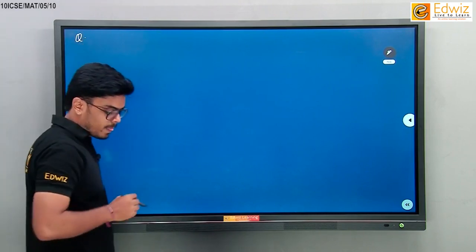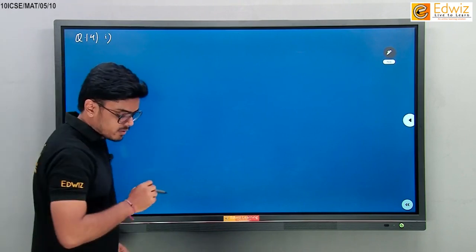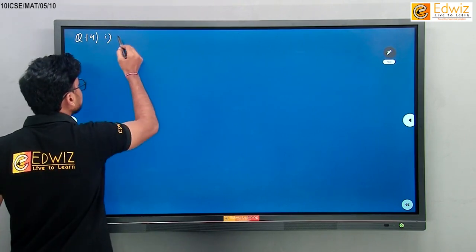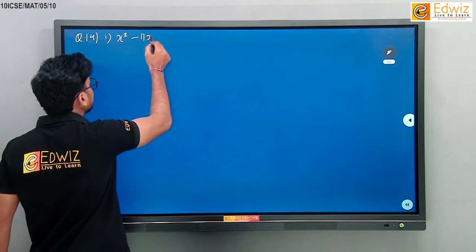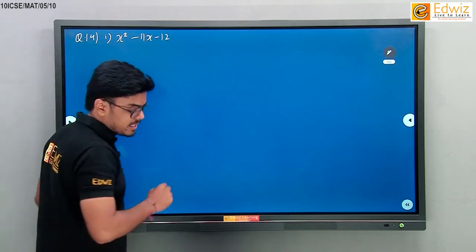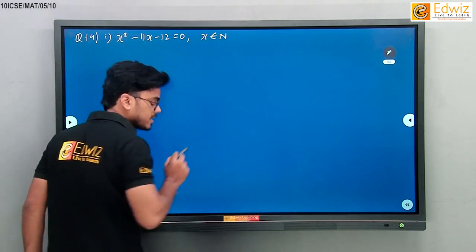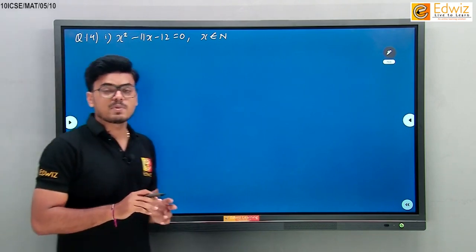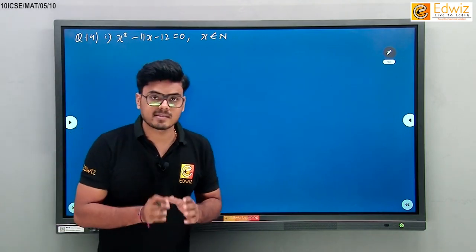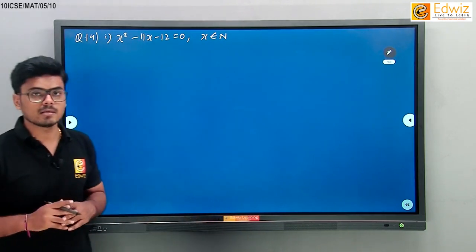Question number 14, first sub question. They are telling us that the equation is x square minus 11x minus 12 equal to 0, where x belongs to natural numbers only. ठीक है, तो अगर इसका solution आने के बाद दोनों में से कोई भी solution ऐसा आ रहा है where x is not a natural number, we have to discard that solution. It is not possibly the solution.